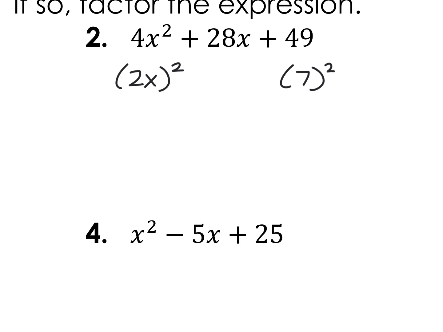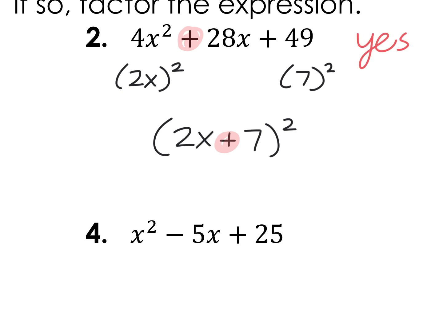It means you have 2 of the same parentheses. It means that it's going to factor like this. 2x plus 7 squared. Whatever sign you have here will be the sign that you have here. Okay, so since it's a plus 28x, I should have a plus 7 because it should be positive. So this is also a yes. This is a perfect square trinomial. The first 2 are yes. You can imagine we'll have some no's.